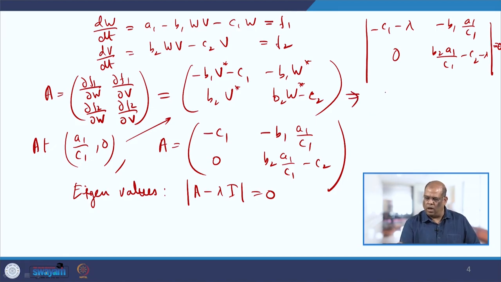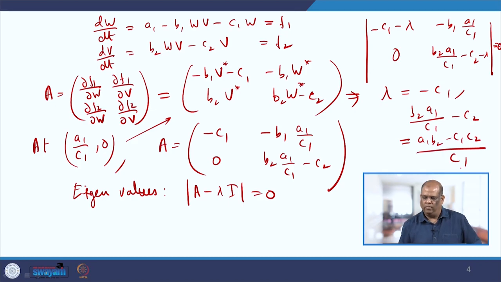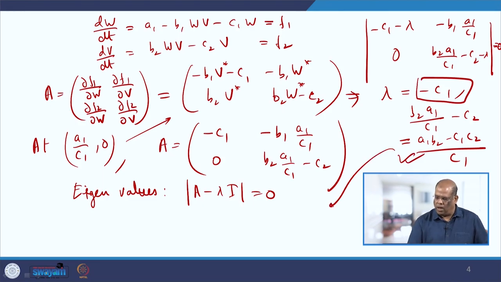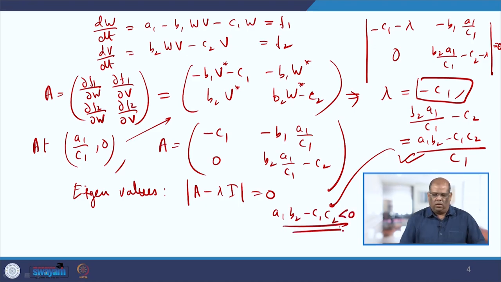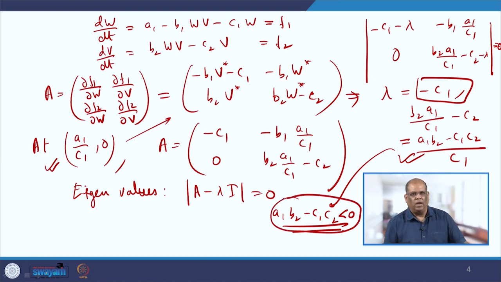So, if I just solve this, I will get lambda equal to minus C1 and B2 A1 by C1 minus C2. If I simplify this, I will get A1 B2 minus C1 C2 divided by C1. Clearly this is negative, and for this to be negative, A1 B2 minus C1 C2 must be less than 0. So, if you want this equilibrium point A1 by C1 comma 0 to be stable, you need this particular quantity to be less than 0.